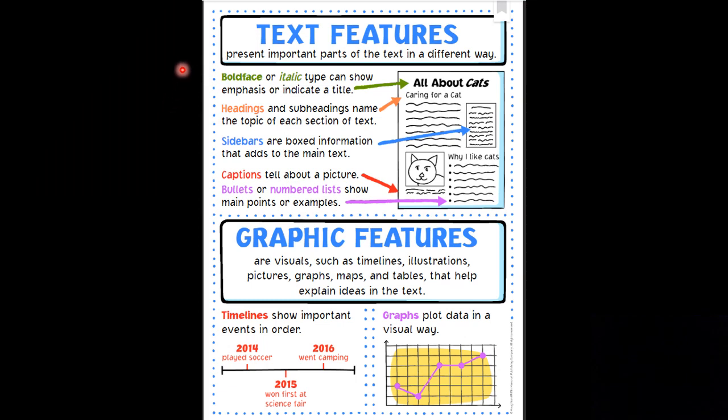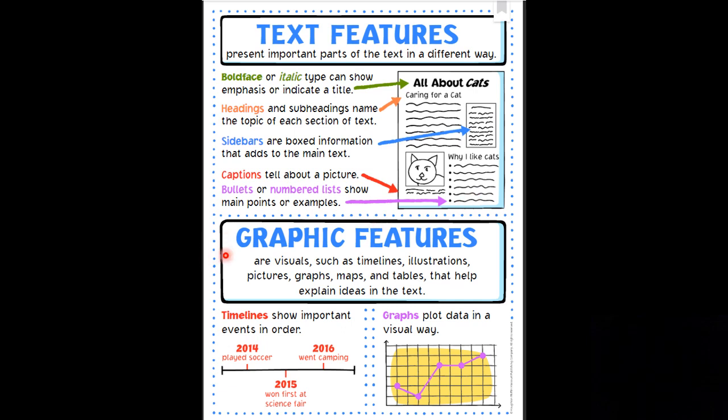Students, here is your anchor chart for text features. Text features present important parts of the text in a different way. Boldface or italic type can show emphasis or indicate a title, such as this. Headings and subheadings name the topic of each section of text. Sidebars are boxed information that adds to the main text. Captions tell about a picture. Bullets or numbered lists show main points or examples.